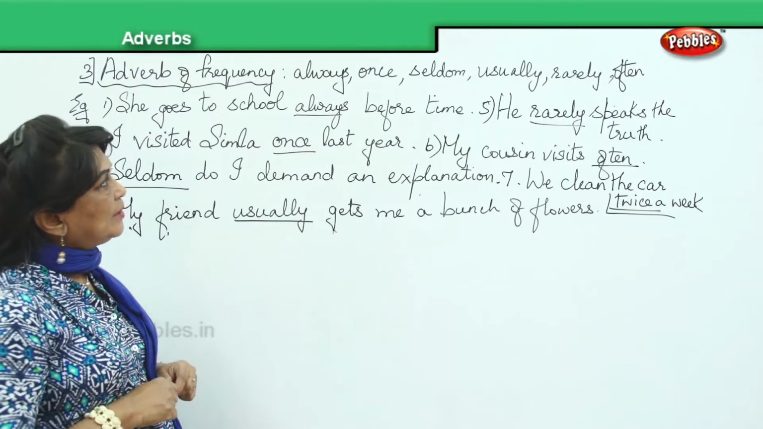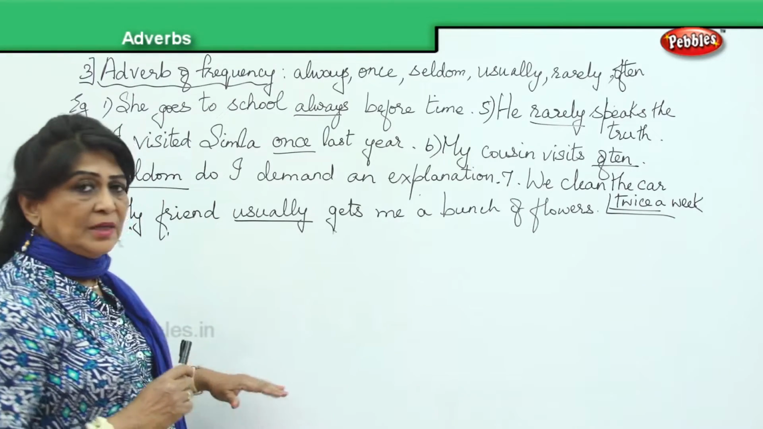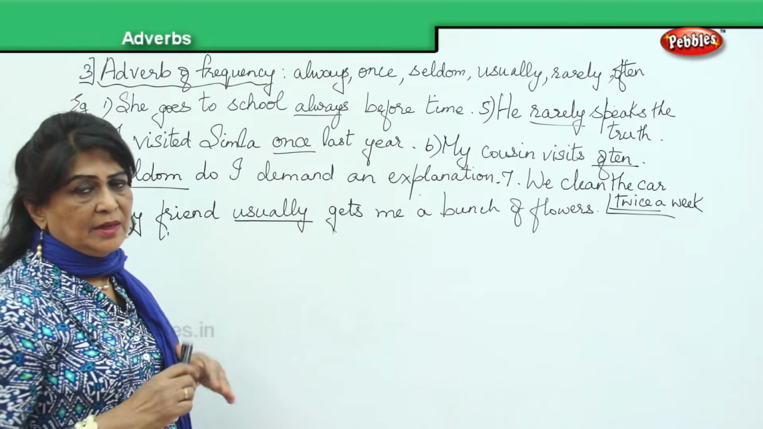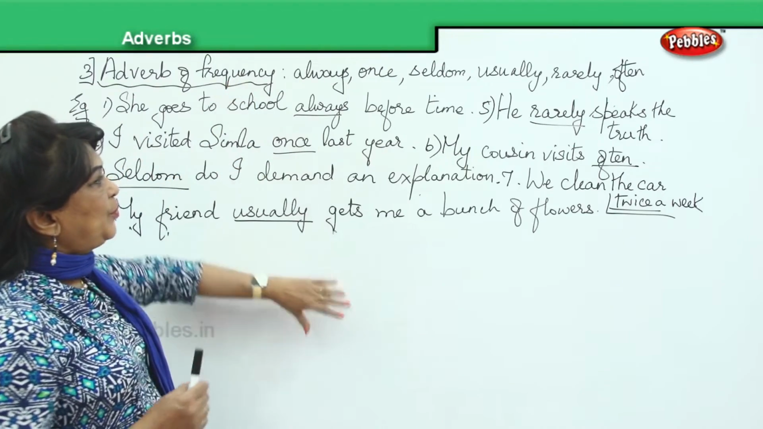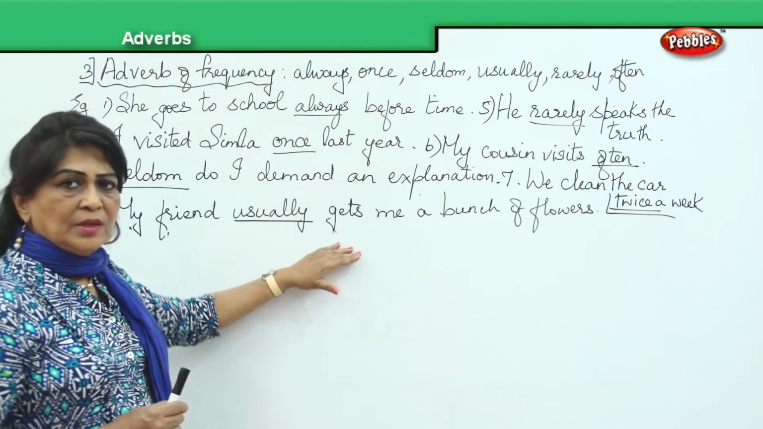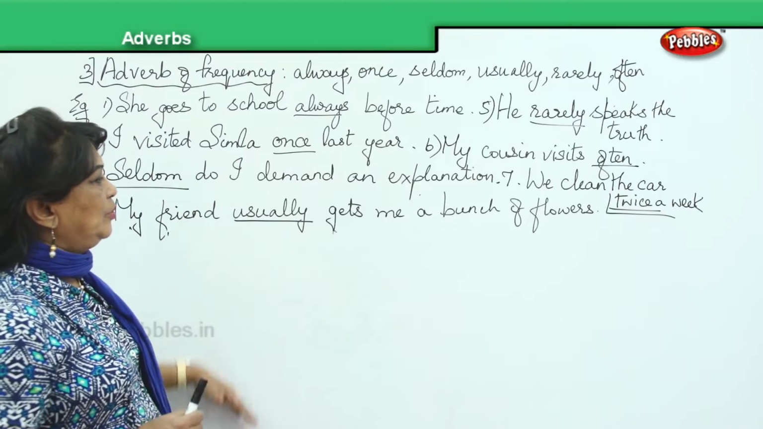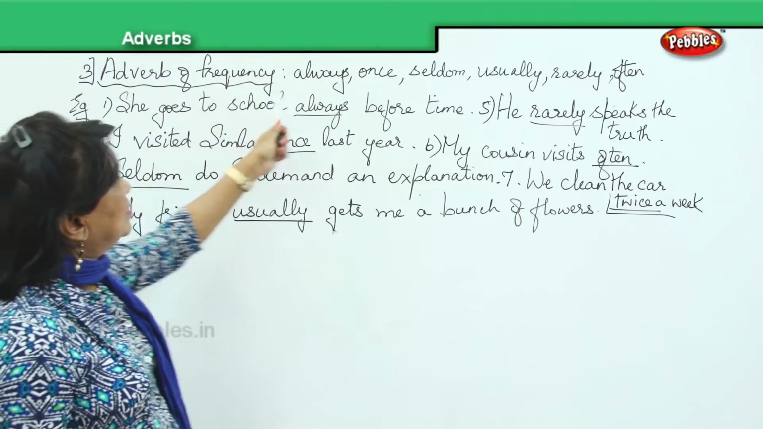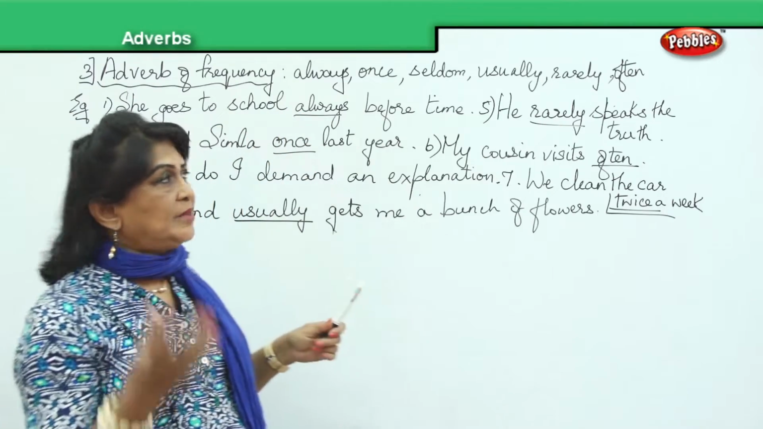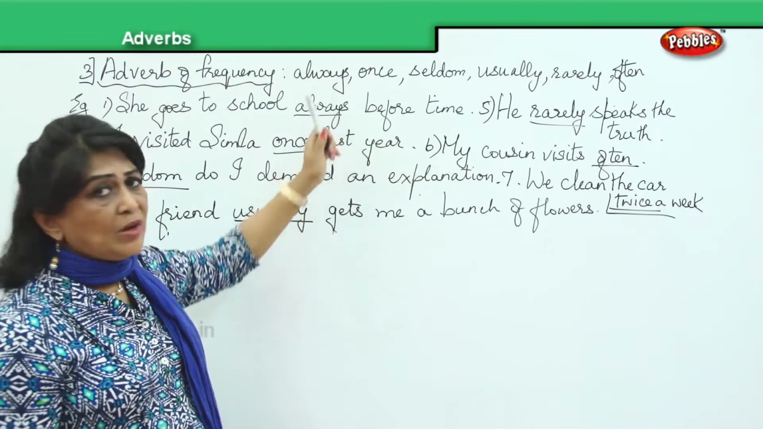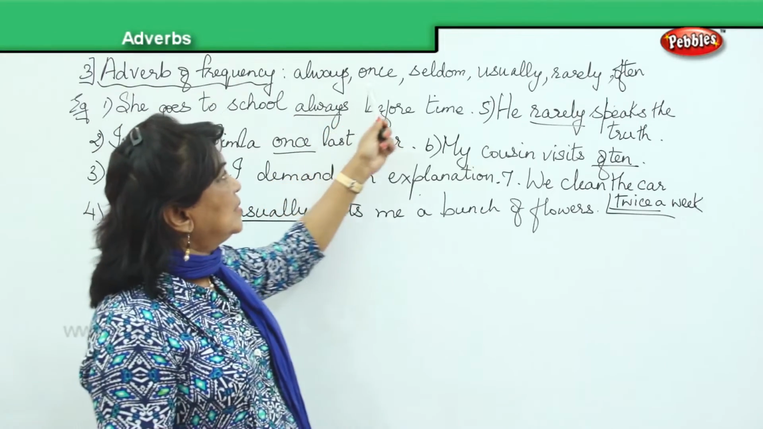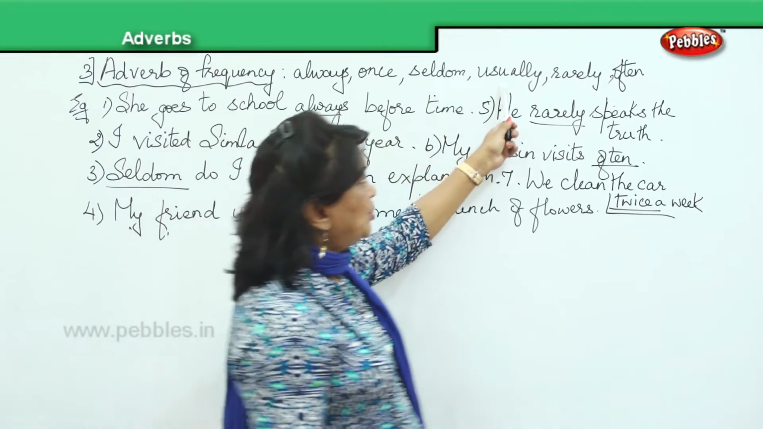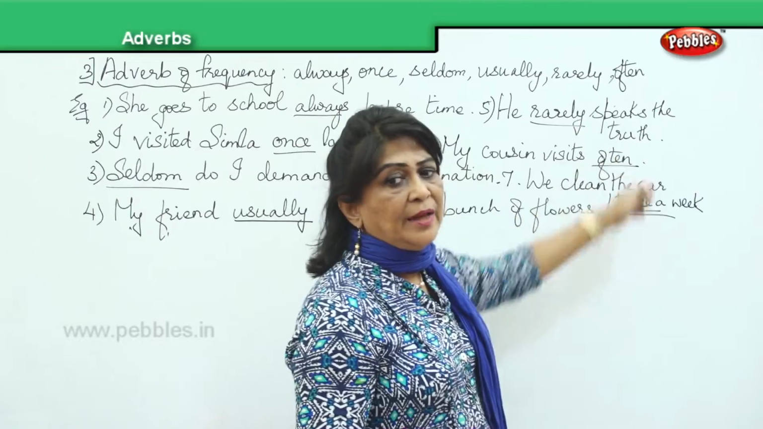Shall we have a quick run through of this, and then I'll go on to the next adverb of manner. Before we move on to the next one, I just want to have a quick run through. Adverb of frequency denotes the frequency of time that an action takes place. And what are the words used? Always, once or twice or thrice, seldom, usually, rarely, and often.